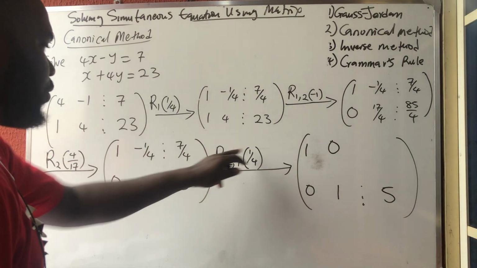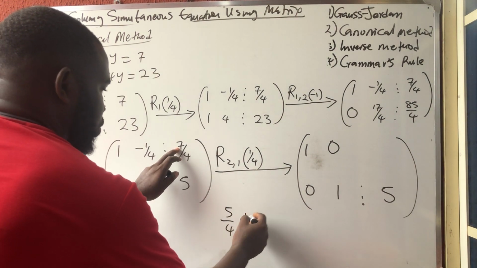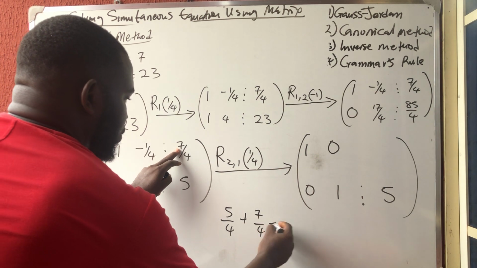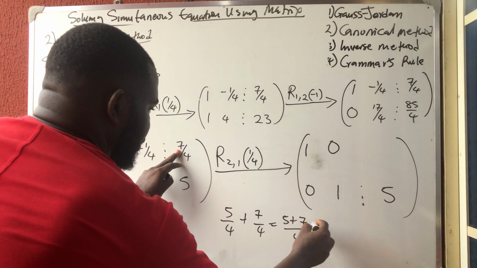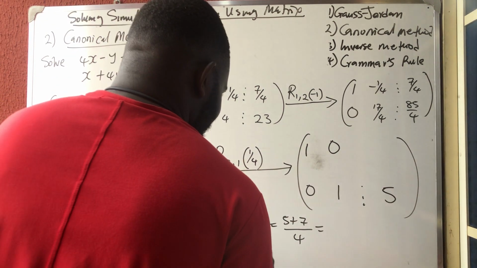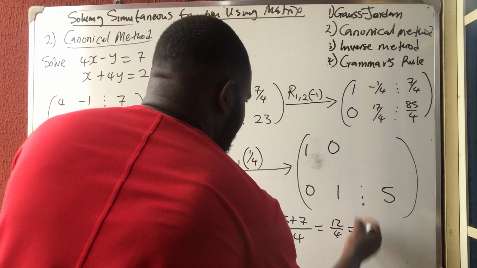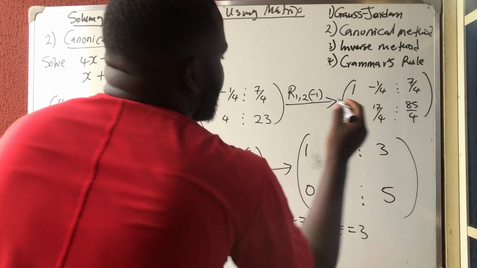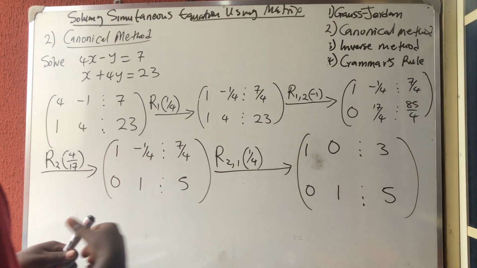Now 1 over 4 times 5 will give you 5 over 4, then plus what? 7 over 4. So what do you have? LCM is 4. This and this will give you 5 plus 7, which is 12 over 4, which will give you what? 3. So I'm having that dot dot dot 3. You see, you are done. Once you are done, you have gotten that automatically.